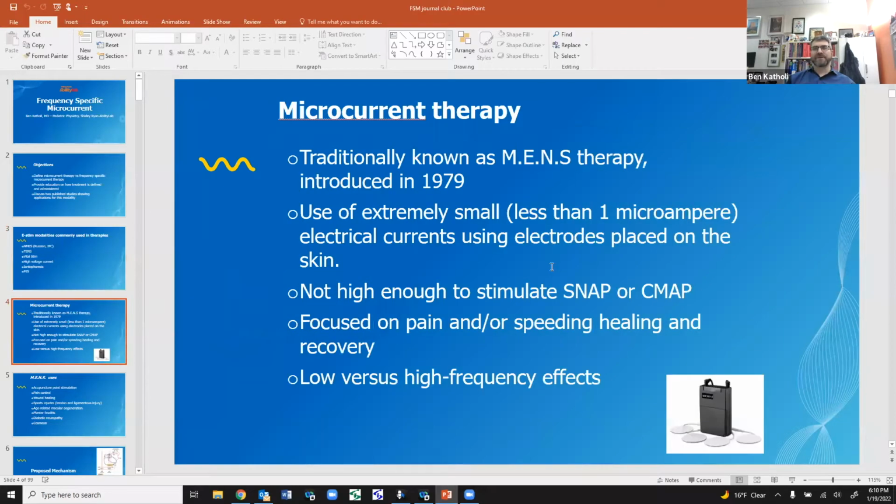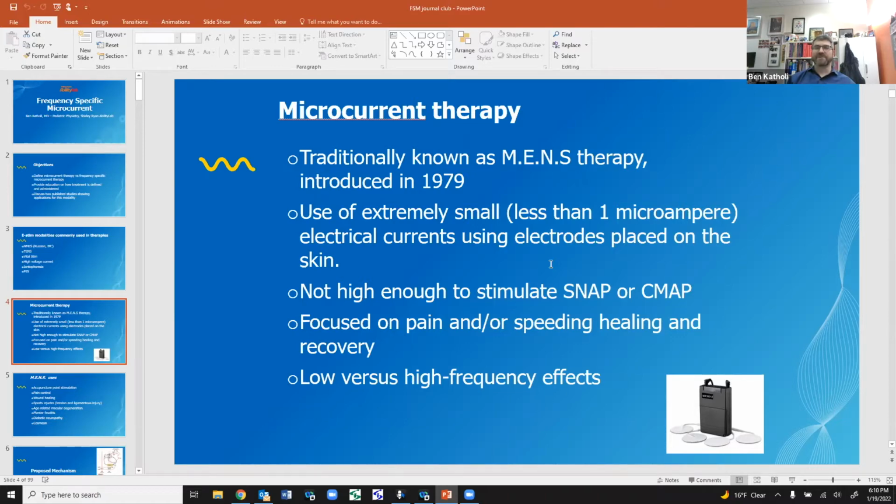Microcurrent itself has been on the market for a number of years. And the thing that really helped it hit the market is that this is when microprocessors were developed. And so you could have a consistent current at a very low amperage. So these are very small currents compared to electrical stimulation. So it's not enough to activate muscle firing or sensory nerve firing, but some people can feel a little bit of sensation from the stimulation. So it's very mild.